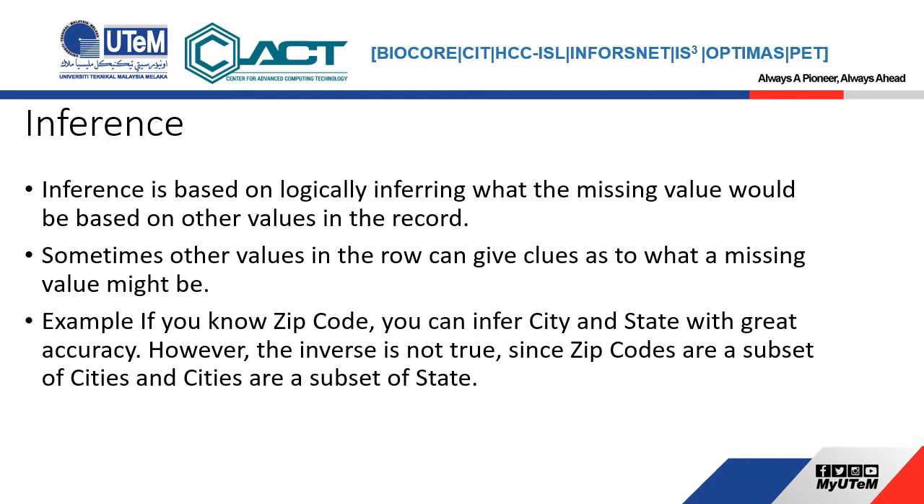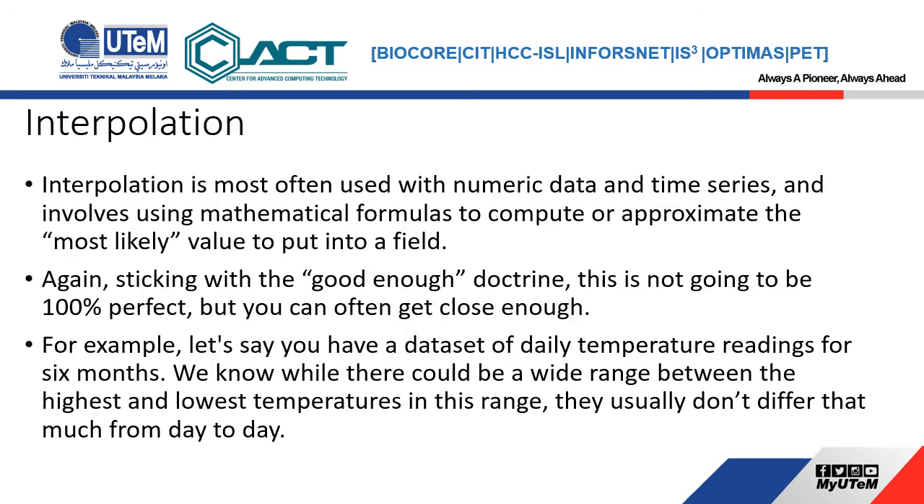Sometimes other values in a row can give clues as to what a missing value might be. For example, if you know the zip code, you can infer the city and state with great accuracy. However, the inverse is not true, since zip codes are a subset of cities and cities are a subset of states, so you have to be careful before you make your inference. If it's as clear as that, you can go ahead with it.